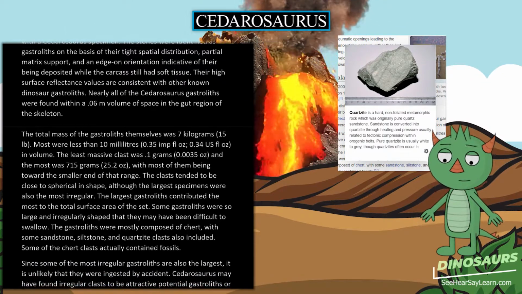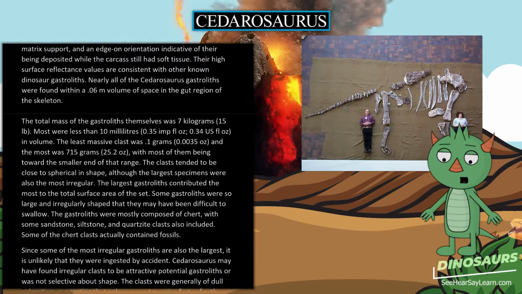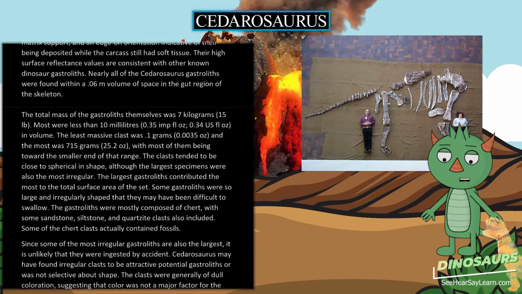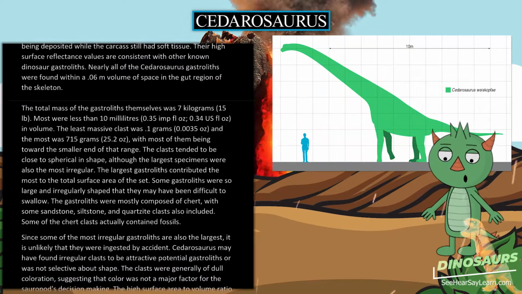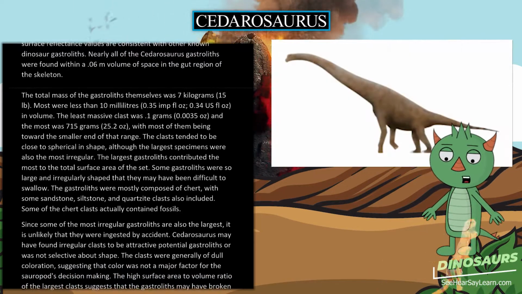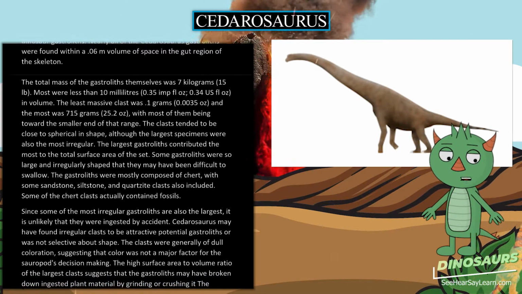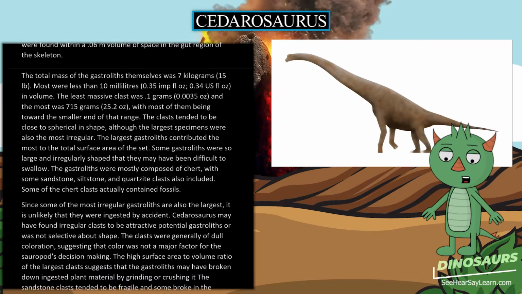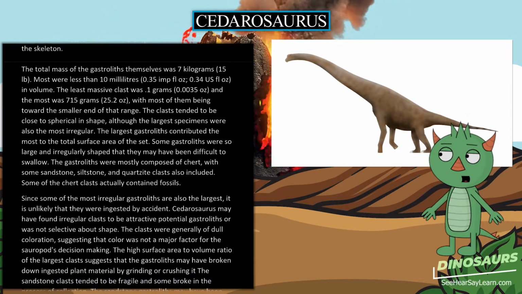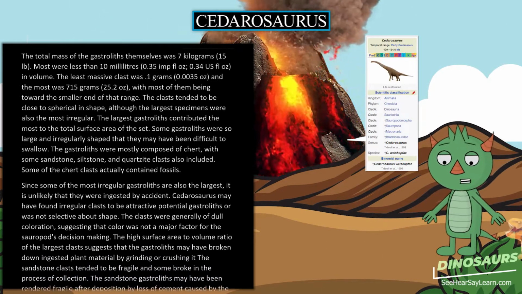The clasts tended to be close to spherical in shape, although the largest specimens were also the most irregular. The largest gastroliths contributed the most to the total surface area of the set. Some gastroliths were so large and irregularly shaped that they may have been difficult to swallow. The gastroliths were mostly composed of chert, with some sandstone, siltstone, and quartzite clasts also included. Some of the chert clasts actually contain fossils.